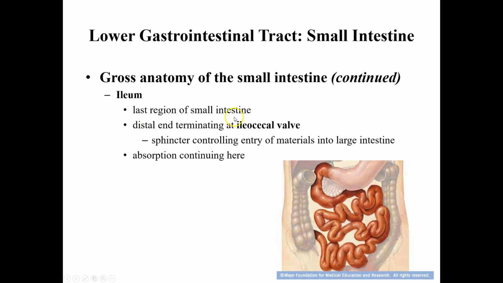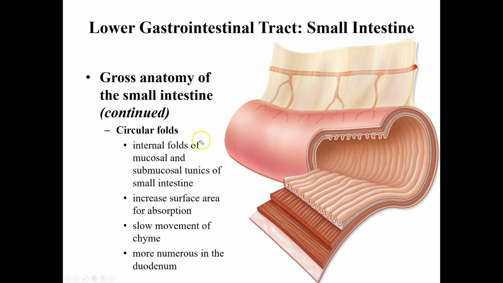The ileum is the last part of the small intestines. There's still absorption occurring here, but not as much as in the jejunum. And it ends at that ileocecal valve, which I talked about. That valve, or that sphincter, controls movement of materials. So this is what the small intestines kind of looks like.